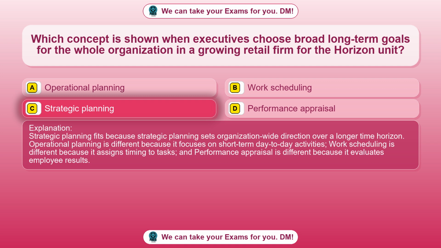Strategic planning fits because strategic planning sets organization-wide direction over a longer time horizon. Operational planning is different because it focuses on short-term day-to-day activities, work scheduling is different because it assigns timing to tasks, and performance appraisal is different because it evaluates employee results.